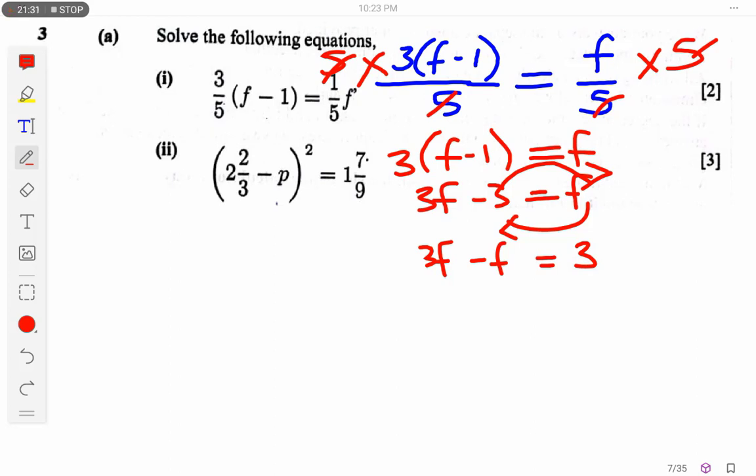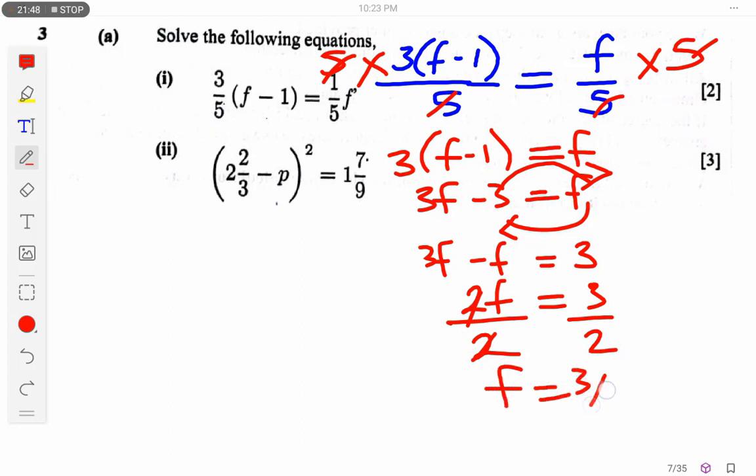Okay, fine. So once I have this now, I can say this is going to be 2f here is equal to 3. I divide both sides by 2, they cancel off each other. It means my f is equal to 3 over 2 like that. Okay, so we are done.